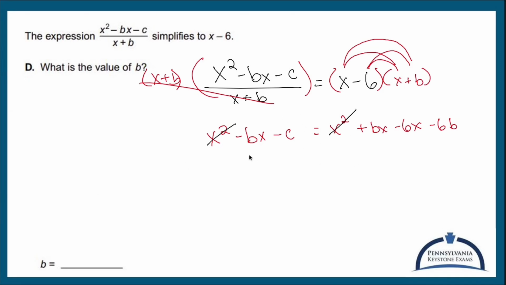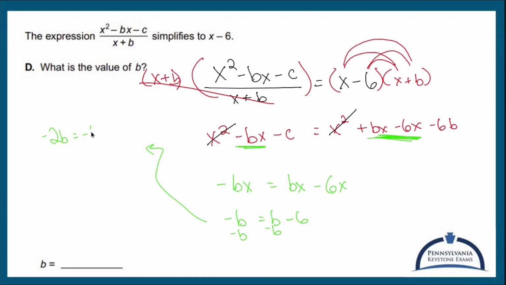Actually, let's do this instead. Let's just match things up, okay? Because you guys are supposed to be the same as you guys. So let's just set negative bx equal to bx minus 6x and solve for b that way. Now they all have x's in common, which means we can get rid of the x's. So negative b equals b minus 6. Subtract b, subtract b. That gets you negative 2b equals negative 6.